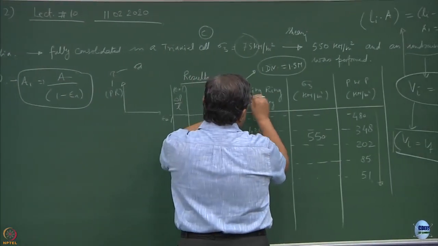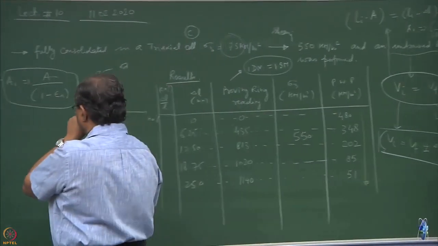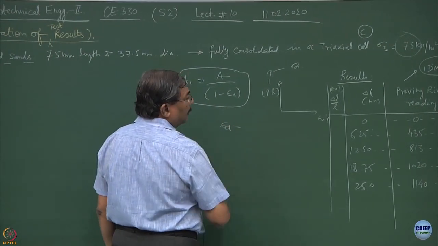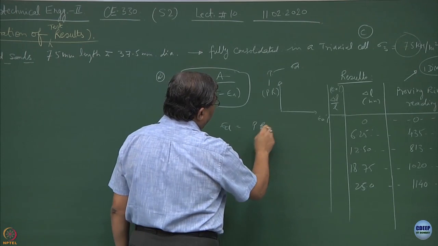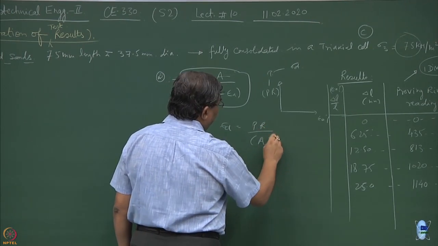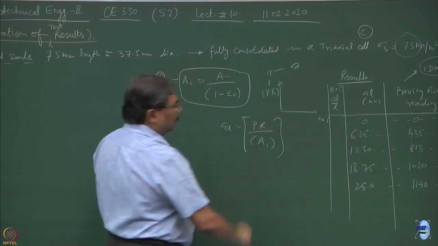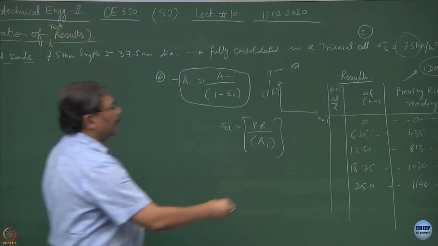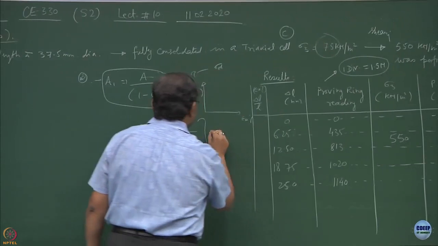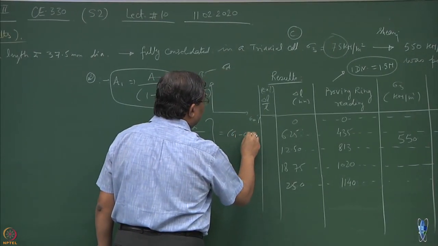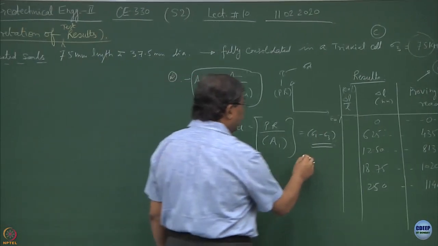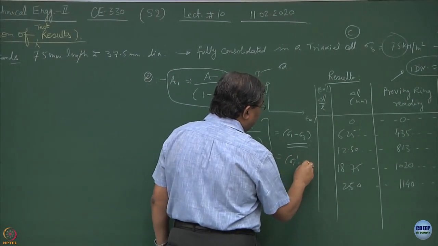Now, I know the value of the proving ring. So, the proving ring stress is nothing but the sigma d value. So, that will be equal to proving ring load divided by A1. So, I can compute the value of sigma 1 minus sigma 3, which is essentially equal to sigma 1 prime minus sigma 3 prime.